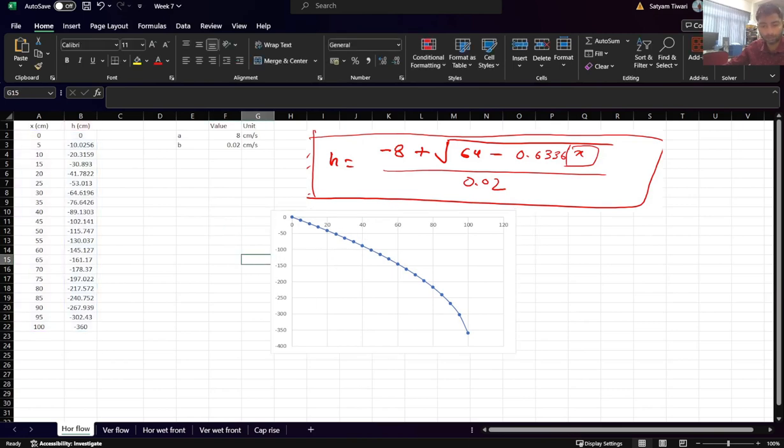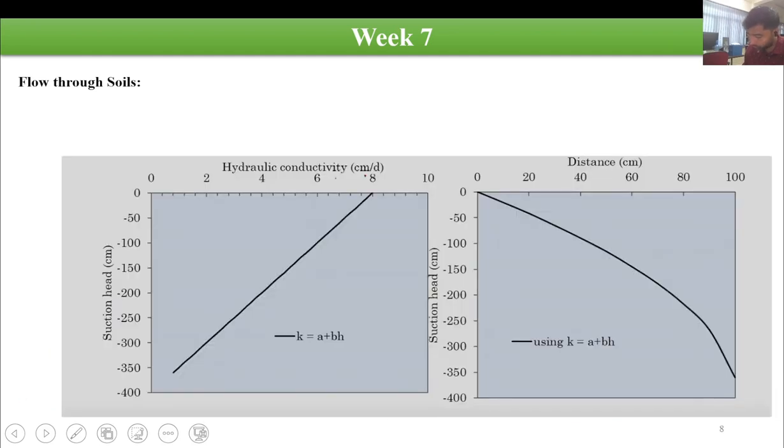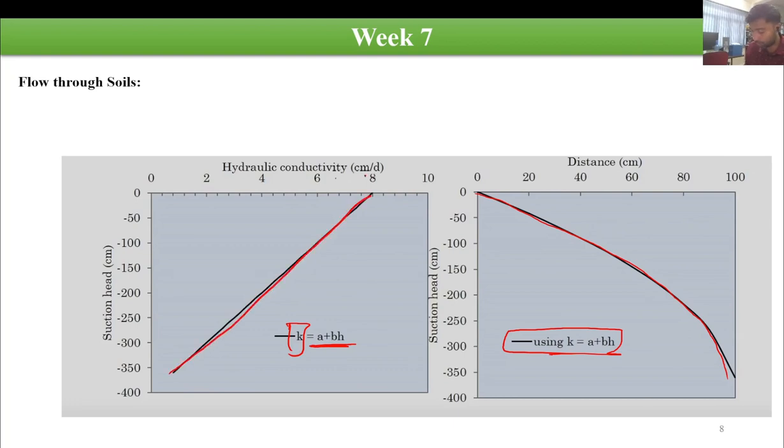And now let's move on to our question again. So we have determined what will be the variation in the head. This type of variation is observed if we are taking k is equal to a plus bh, that is linear. So this is hydraulic conductivity. If we plot this hydraulic conductivity, that's going to be a linear function because it is an equation of a straight line, a plus bh. But if we plot the suction head, then that's going to be non-linear.